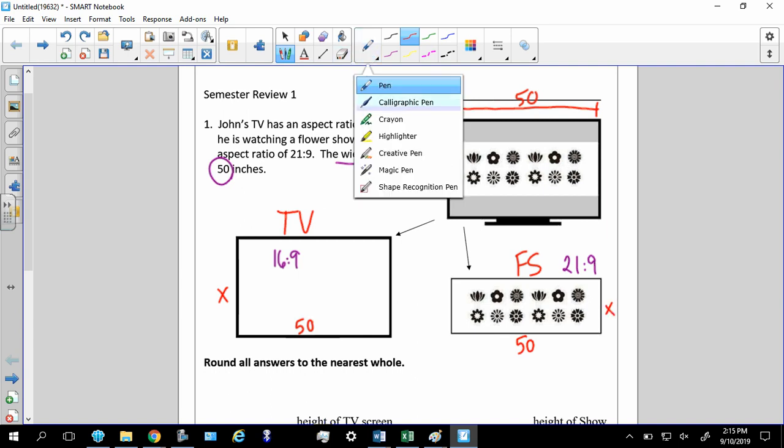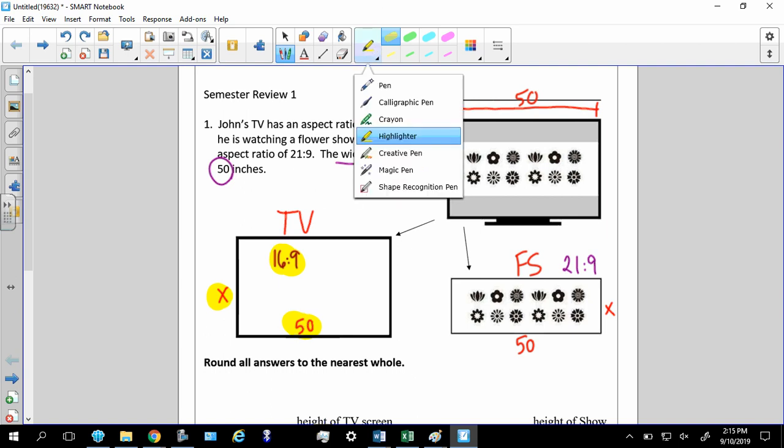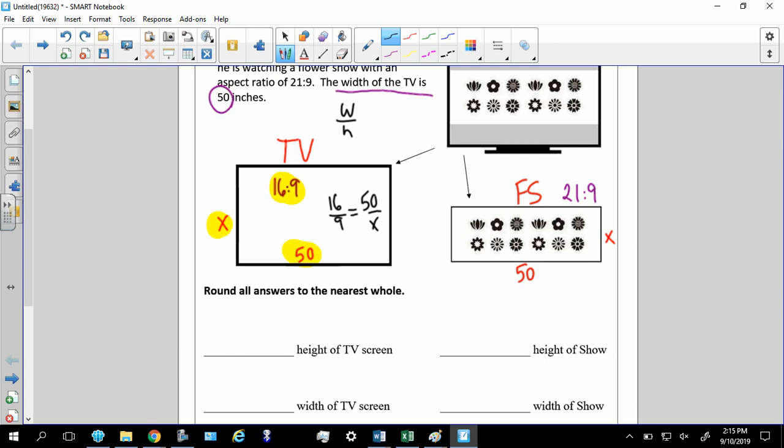Now, if you remember this from last unit, you need the aspect ratio, which is 16:9. You need the height. You need the width. Okay, you need those four numbers because you're going to create a proportion. Now, if you remember, the proportion is always going to be width over height. Okay, so my proportion I'm going to be writing all over here is going to be 16/9 is equal to, this is where a lot of students screw up, 50/x. All right, you're going to cross multiply, and the height of the TV screen ends up being, rounded to the nearest whole, 28.